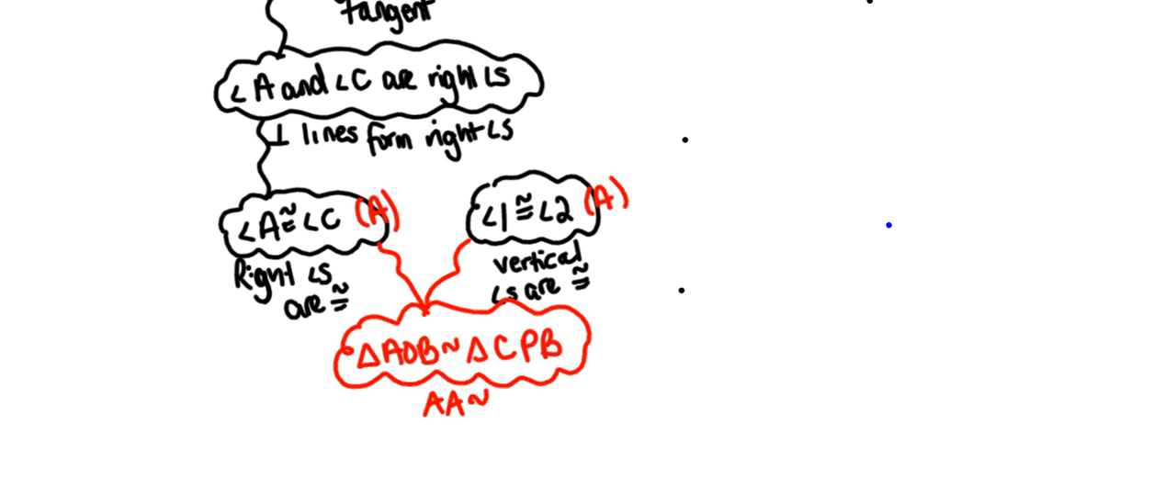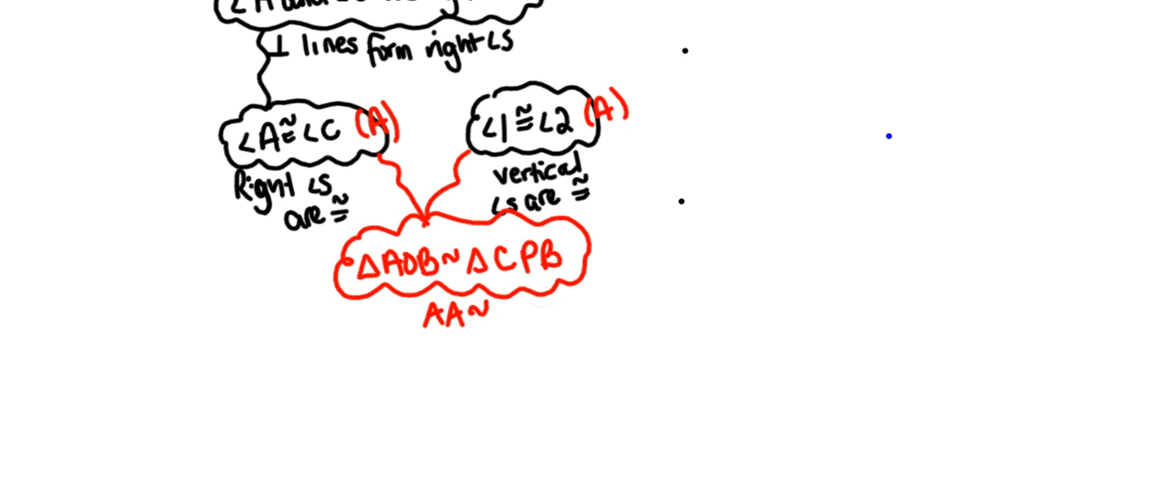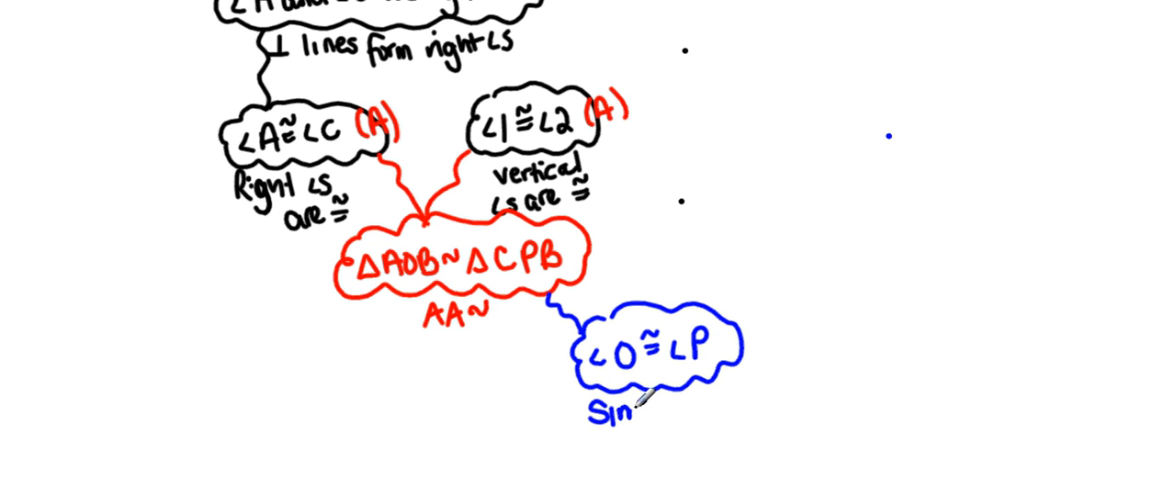And once I know those two triangles are similar to each other, I know two things. I know that all their corresponding sides are in proportion. That's not what I'm looking for in this case. I know that all their corresponding angles are congruent to each other, which is what I'm looking for in this proof. So I'm just going to say similar triangles have corresponding angles that are congruent.